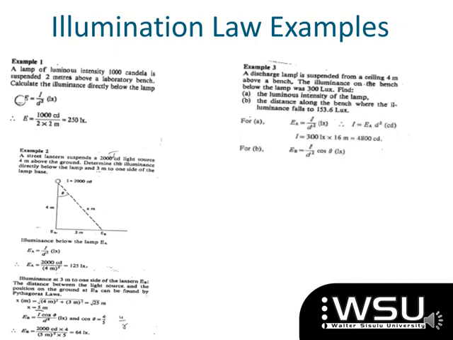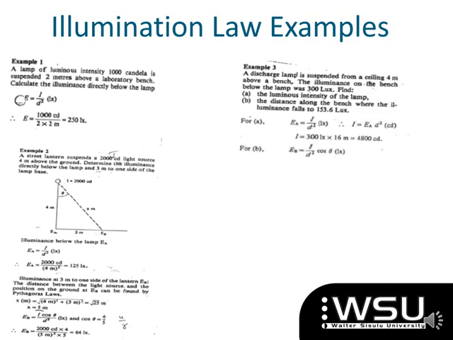Then we go to the third example. In the third example, we're given a discharge lamp that's suspended from the ceiling, and again it's 4 meters above a bench. So our surface is a bench again, and the illuminance on the bench below the lamp was 300 lux. So the luminous intensity of the lamp is the first thing that we need to find, and then the second thing we need to find is the distance along the bench where the illuminance falls to 153.6.